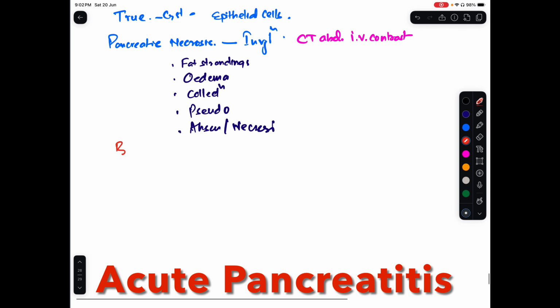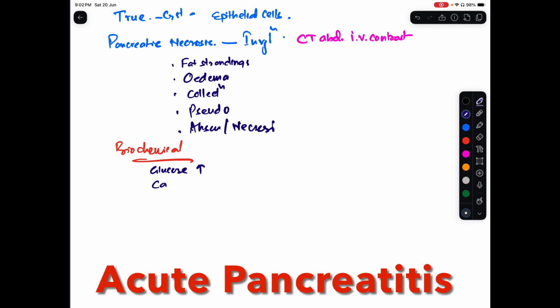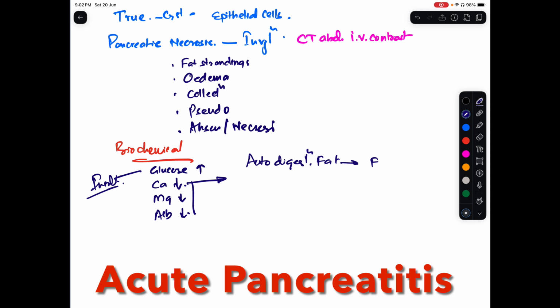What do you get in biochemistry? Glucose will increase, calcium will decrease, magnesium will decrease, albumin will decrease. It is opposite because insulin is not secreted, that's why glucose is increased. Why is the calcium level low? Why is there hypocalcemia? There is auto digestion of fat, leading to free fatty acids, and that combines with calcium to get chelated, and that's why calcium goes down.